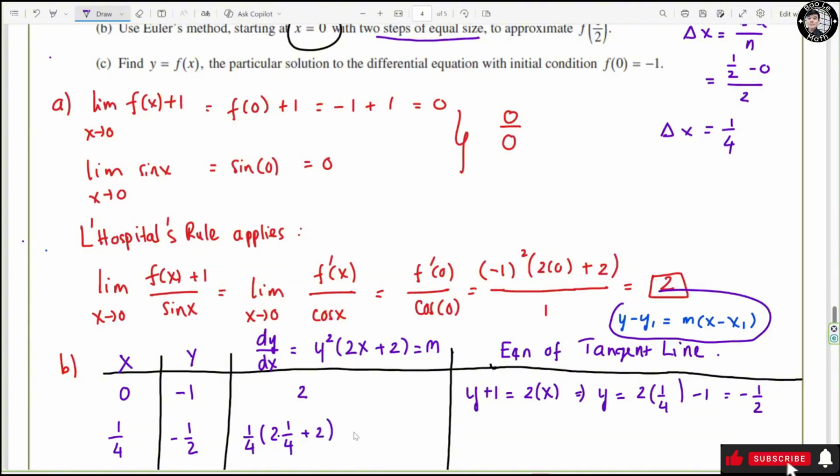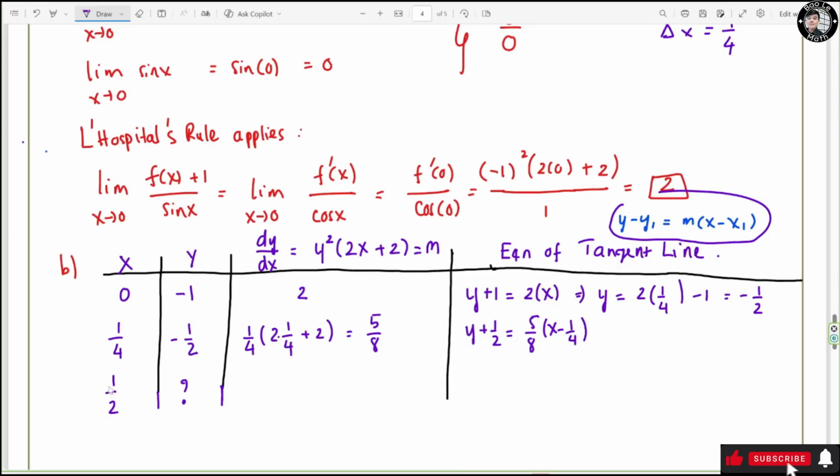Plus 2, right? So this becomes 1 over 2. 1 over 2 plus 2 is going to be 5 over 2. 5 over 2 times 1 over 4 is going to be 5 over 8, right? Now the equation of the tangent line is going to be y plus 1/2 equals, the slope is going to be 5 over 8 times s minus 1 over 4, right?